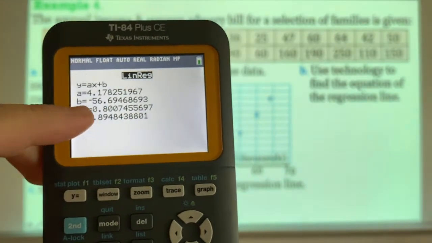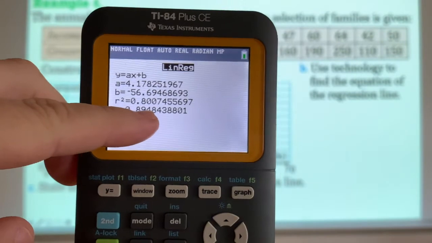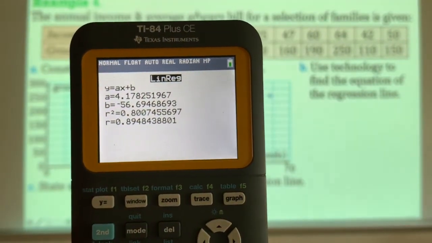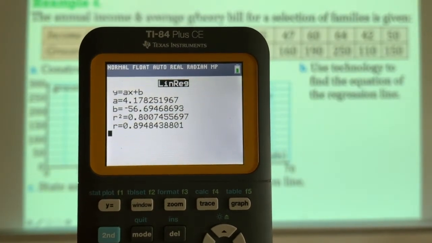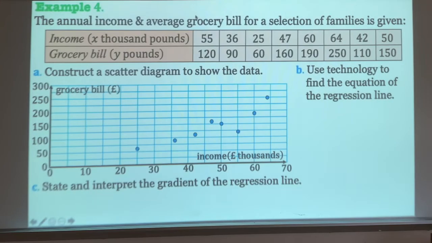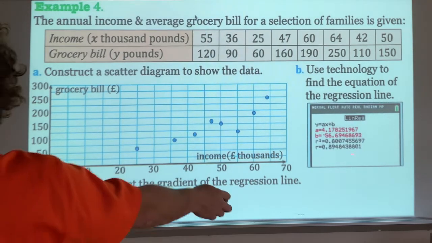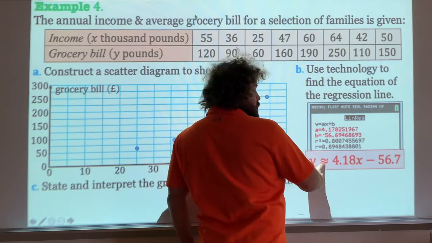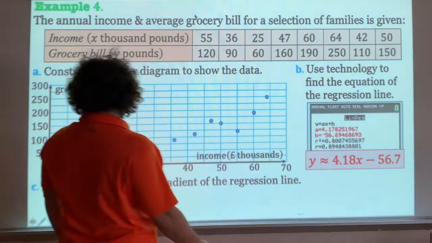Notice the regression coefficient is about 0.89, which is about 0.9, which is a strong, not perfect, but a strong linear coefficient, which is good. Now notice a is 4.178, b is negative 56.69. So you're going to take those numbers and round them. When you round those numbers, this is what I get right here. My linear equation is approximately y = 4.18x minus 56.7. And there we go.